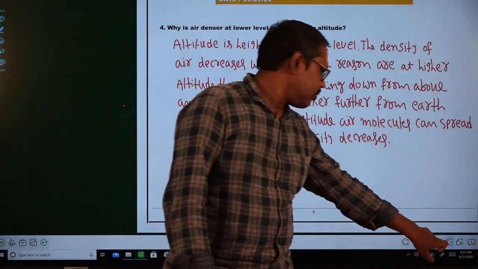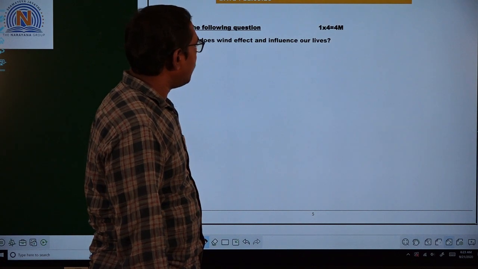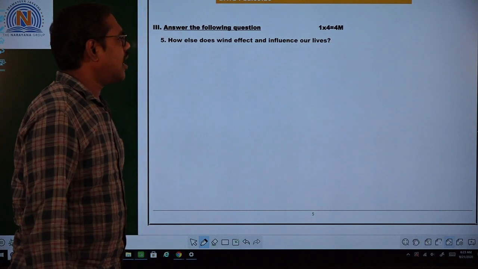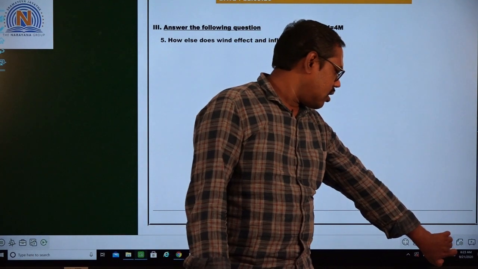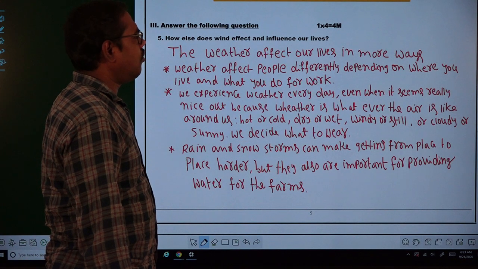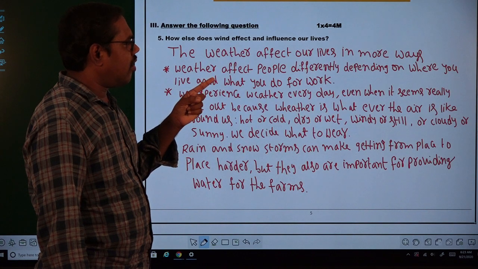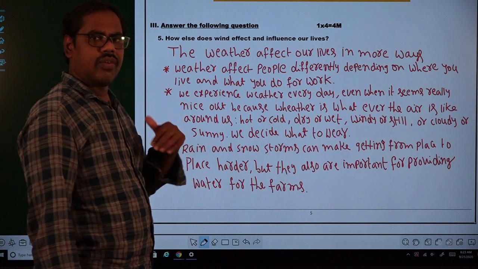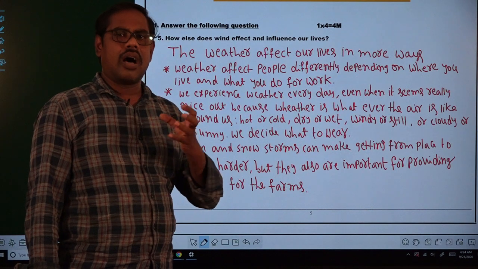Next, coming to the fifth one. How else does wind affect and influence our lives? Generally, in our daily life, the wind affects and influences our lives. How is it? Here we can see that weather affects our lives in many ways. First, weather affects people differently depending on where you live and what you do for work, where you are working, where you are living. Based on that, the weather has an effect on human beings.